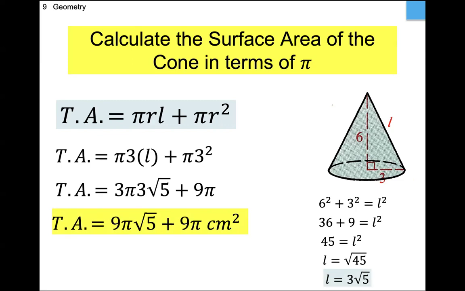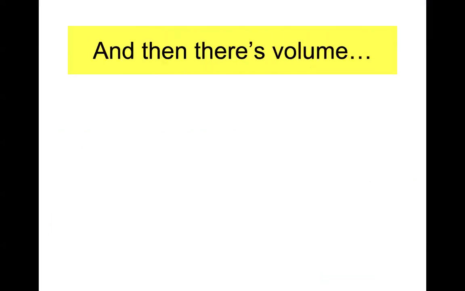The previous one, we got a nice answer. What was it, 40 pi plus 50 pi? You can add those together. But this one has a root 5 attached to that one on the left, so we can't add that to 9 pi. Okay, that's how that one's done.